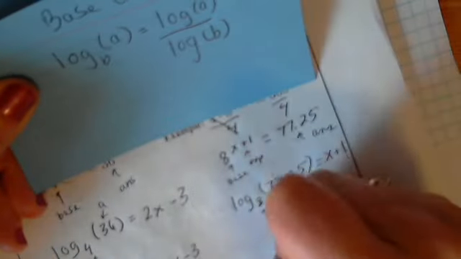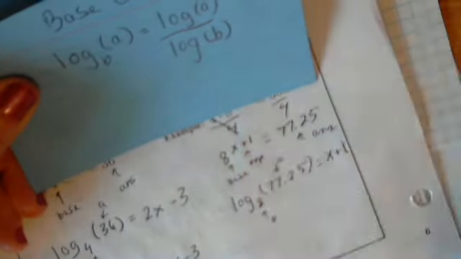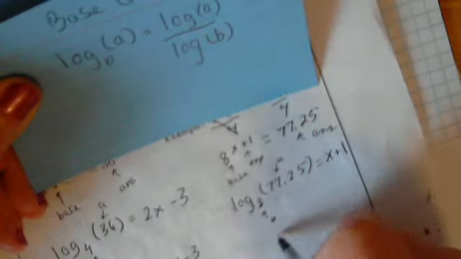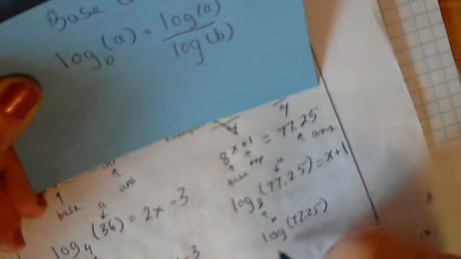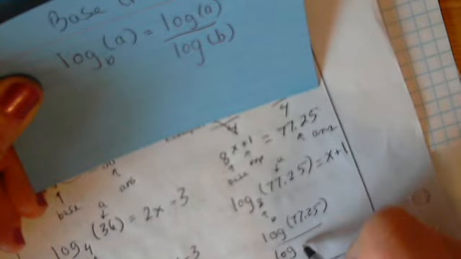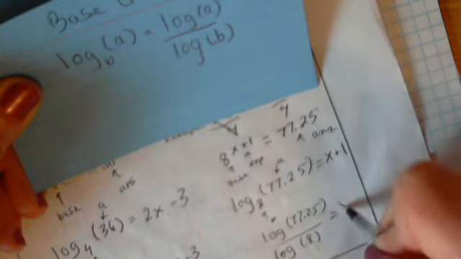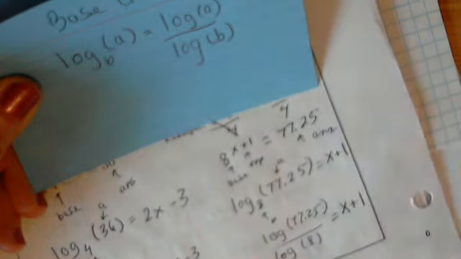Okay, can't solve log base 8, so now we've got to change bases. So now I get my change of base card. This is B, this is A. So I'll have log of 77.25 on top, divided by log of 8 on the bottom, equals, bring down the other side of your equation, x plus 1.